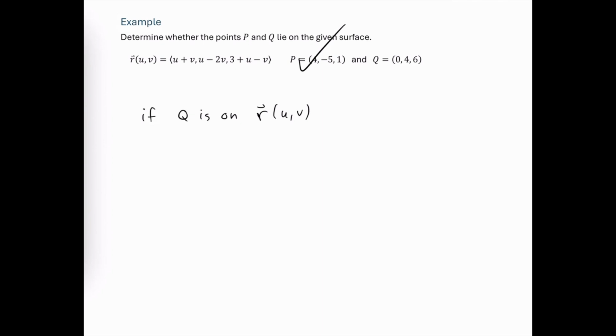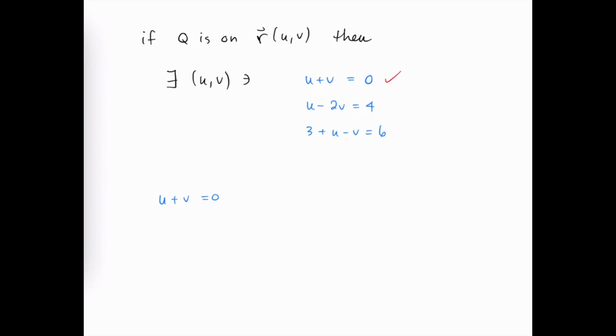If Q is a point on the surface, then there exists an ordered pair (u, v) such that the x component is equal to the x coordinate of Q, which is 0. The y component of the vector function, which is u minus 2v, would be equal to the y coordinate of the ordered triple. And the z component of the vector function, 3 plus u minus v, would be equal to the z coordinate of the point. Again, we have another system of equations to solve. I'll do it in the same way, focusing on this first equation and the third equation.